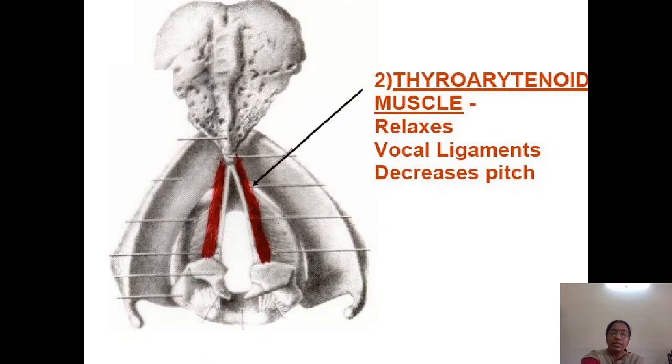The other muscle is the thyroarytenoid muscle, between the thyroid and the arytenoid. The main function of the muscle is that it relaxes the vocal ligaments and also decreases the pitch of the sound. So the pitch is decreased by the thyroarytenoid muscle.